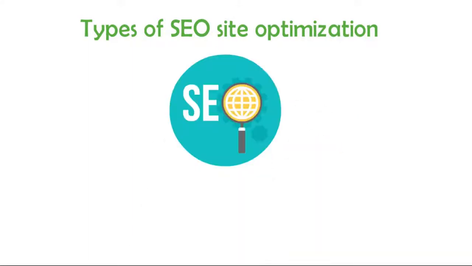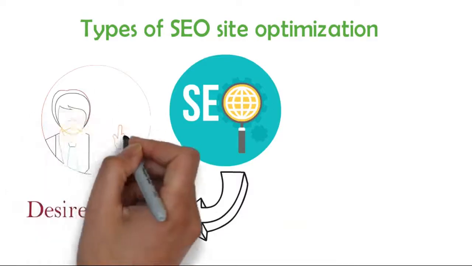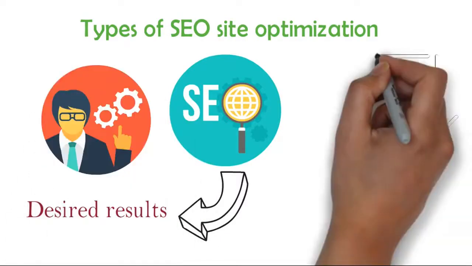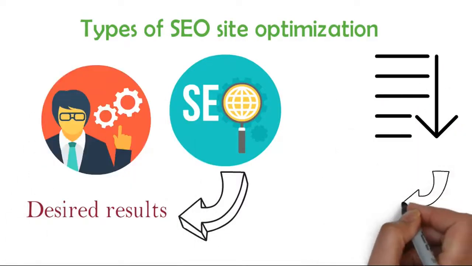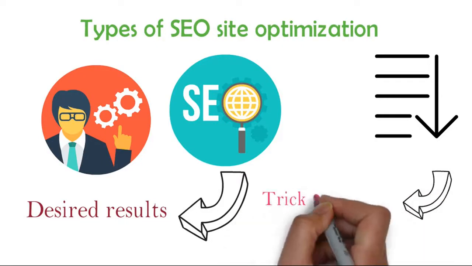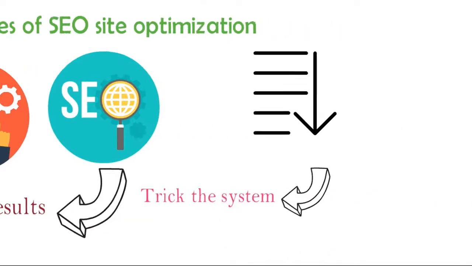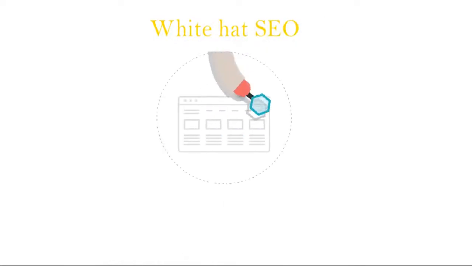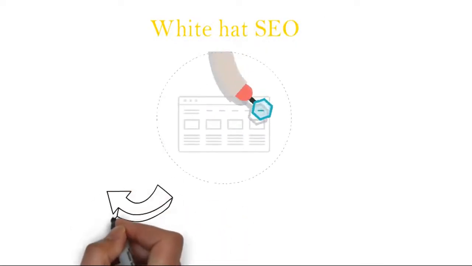SEO optimization is shared in the way it approaches the desired results. As in any field of work, there are rules-based work, but also tactics that will try to trick the system. White hat SEO. It's about using optimization strategies and methods that fully adhere to Google's policies.